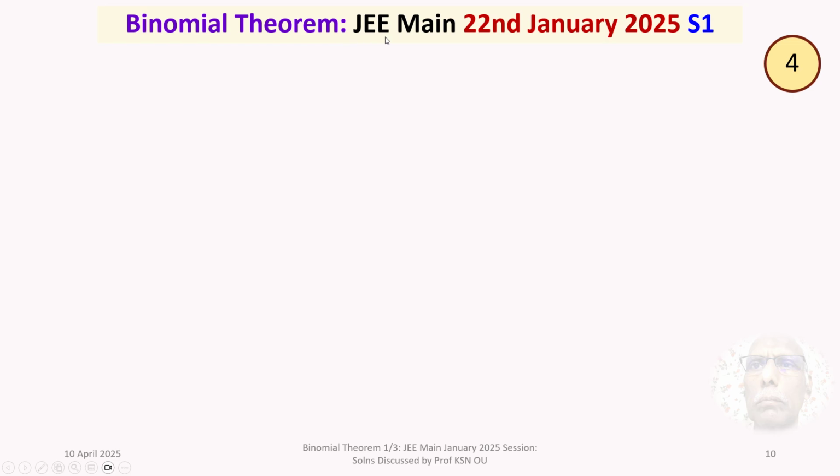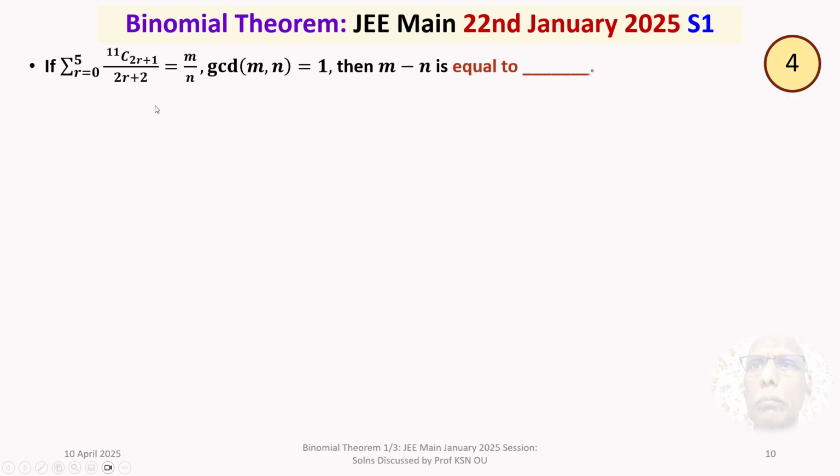And this question has appeared in the JEE Main exam held on 22nd January 2025 in the morning shift. It will also take time, because understanding them and using the appropriate results, I think this will take time and it will be tedious in the exam. If sigma r equals 0 to 5 of 11C(2r plus 1) by (2r plus 2) is equal to m by n, where GCD of m comma n is 1, that means m and n are relatively prime, then m minus n is equal to.